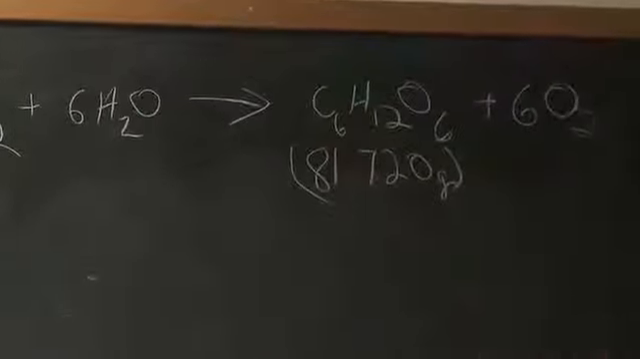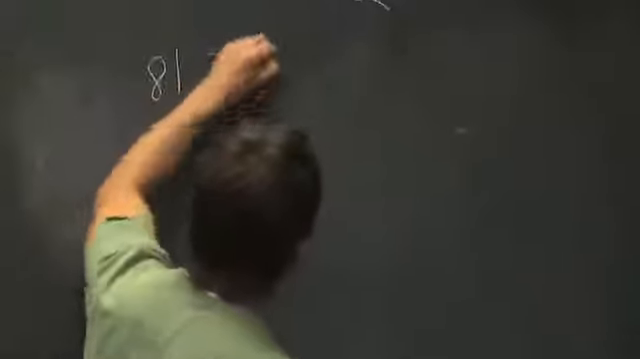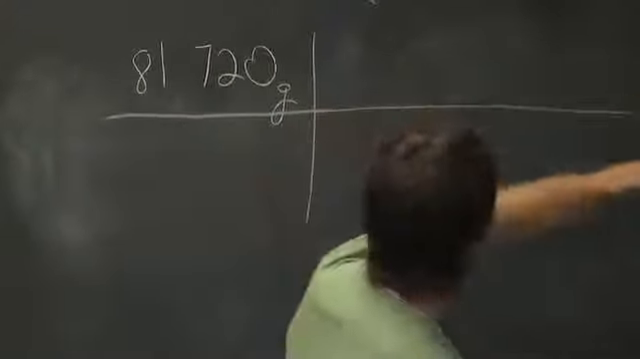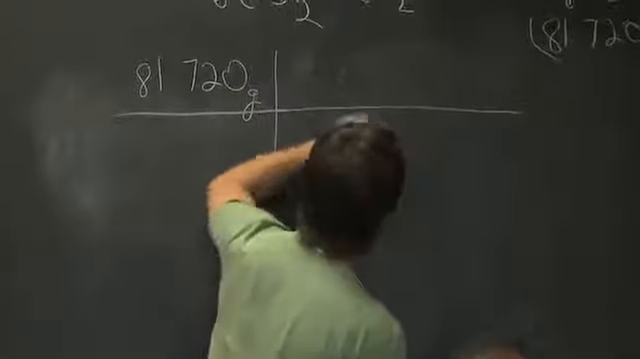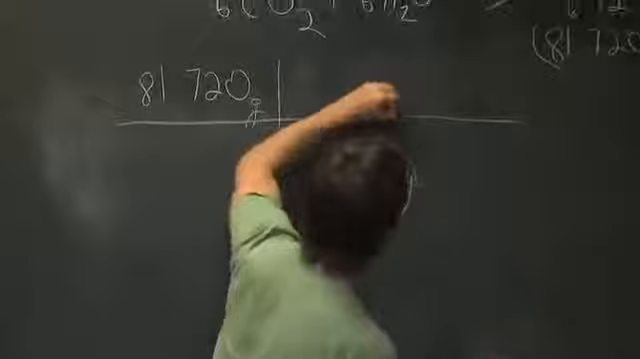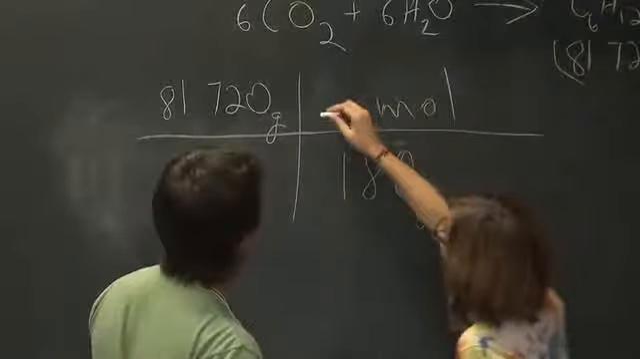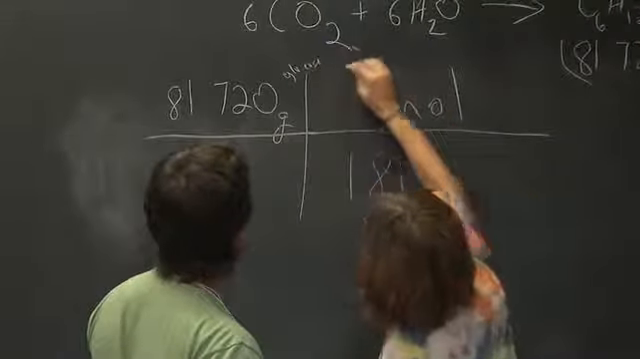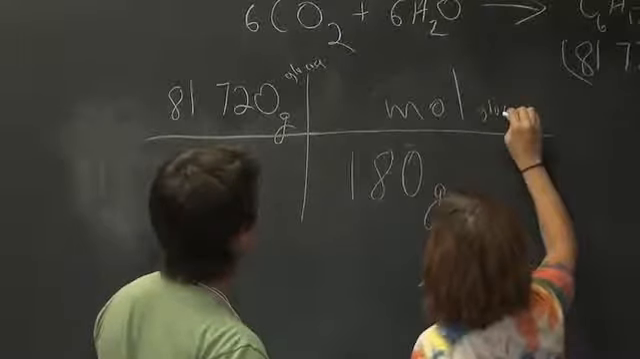But we know we need to make that not grams. We need to change it to moles. So we know we have 81,720 grams, and we know what our conversion is. It's 180 grams per mole. We want to get from moles of this to moles of that. So we would say grams glucose, and this is actually moles of glucose we're talking about here.